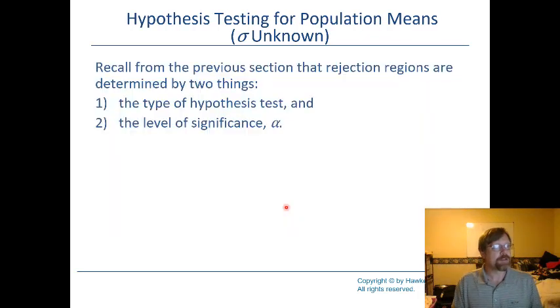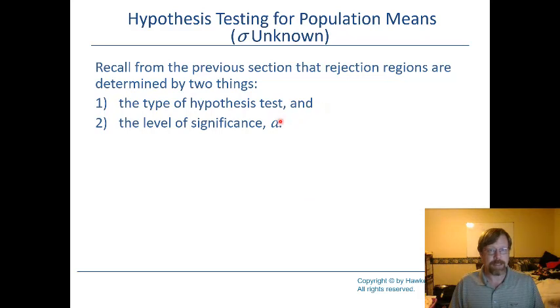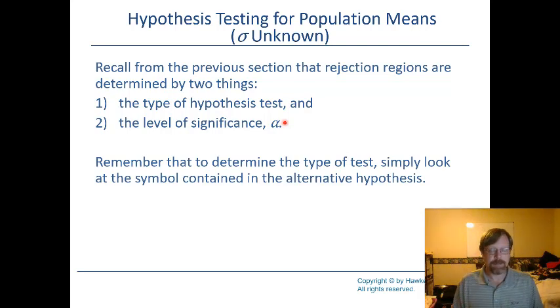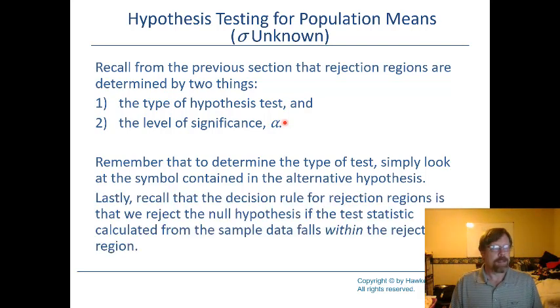Okay, so we need two things to determine what region we're using to say, yeah, we can reject the null hypothesis. We need to know the type of hypothesis test and the level of significance. So for the type of test, we need to look at the symbol in the alternative hypothesis: greater than, less than, or not equal to. Remember that we are rejecting the null hypothesis if the sample falls within the rejection region.